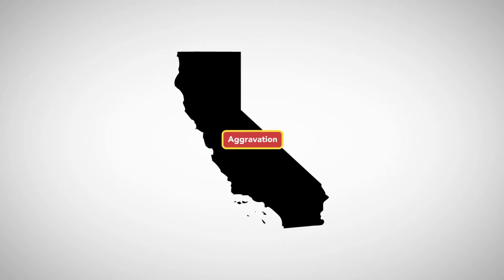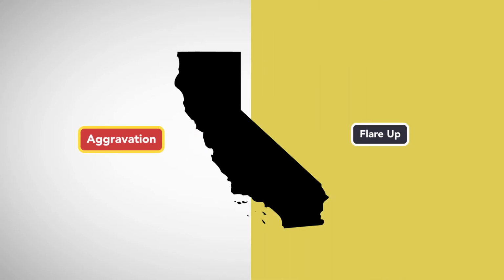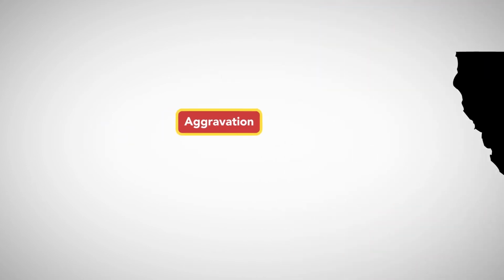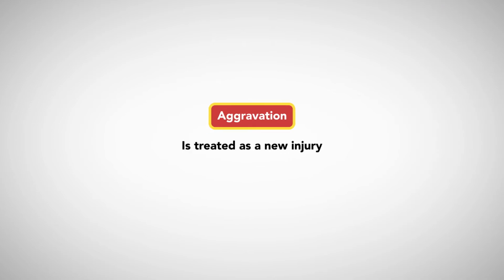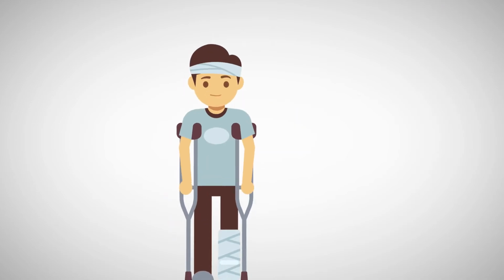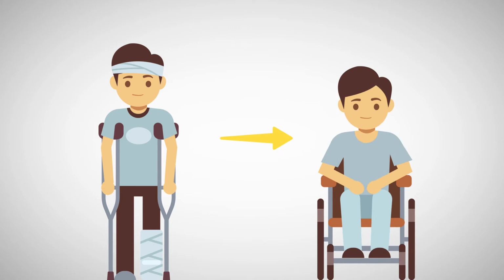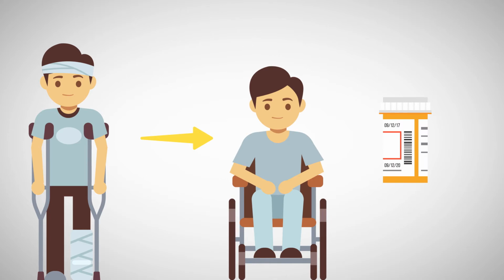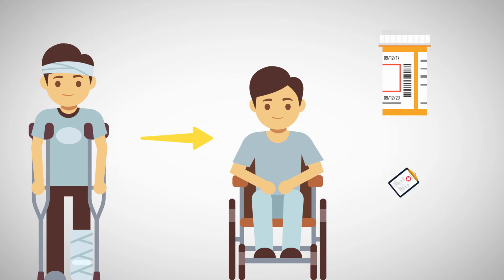For example, California law distinguishes aggravation from a mere flare-up, recurrence, or exacerbation of the pre-existing condition. An aggravation is treated as a new injury, usually causing increased disability, whether permanent or temporary, the need for new medical treatment, or a change in the otherwise anticipated course of treatment.